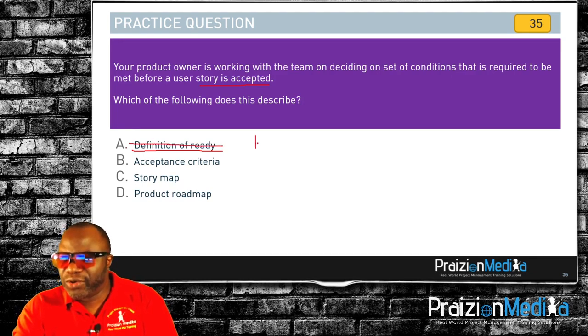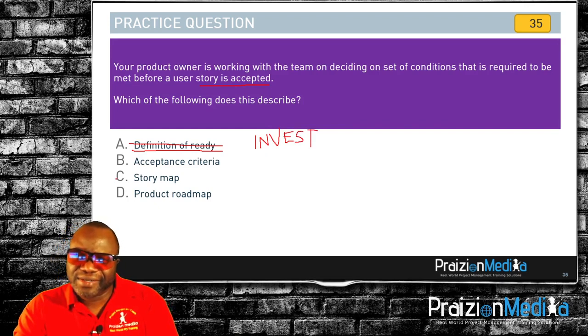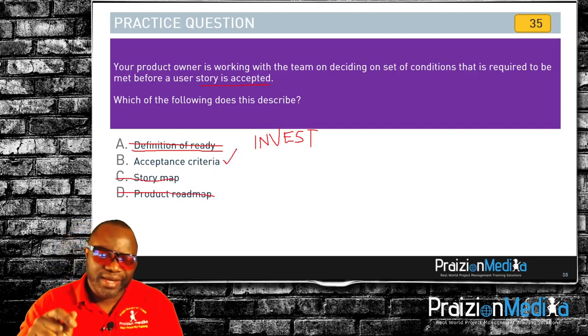And you remember what we talk about when we say a story is ready. We talk about the INVEST acronym: independent, negotiable, valuable, estimable, small enough to fit within a sprint, and testable. So the best answer is not A, and of course it's not C or D, which you folks knew. The answer is B. That's your acceptance criteria right there.